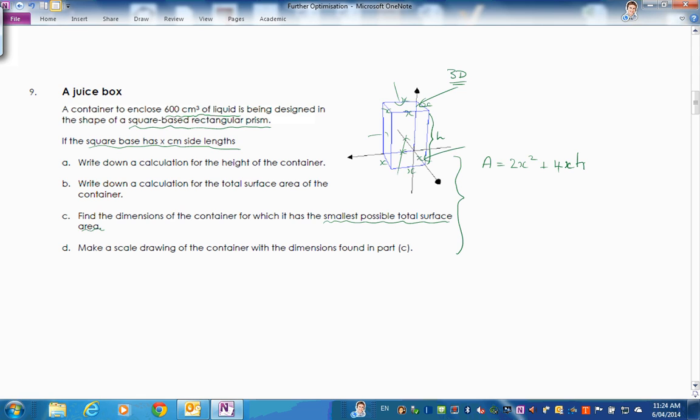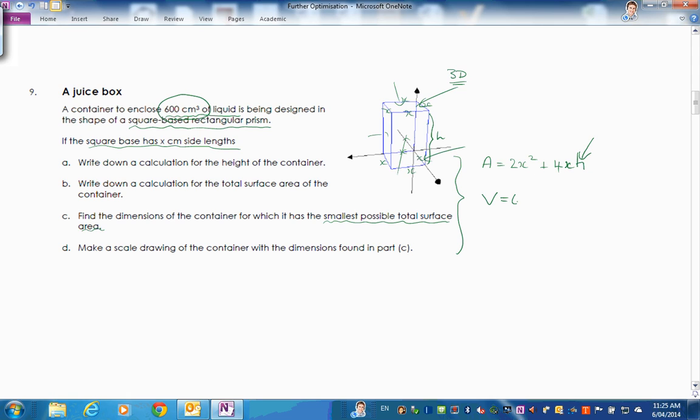Now what's the next hint? It says you've got to try and get rid of all but a single variable. So I want you to look through the given information and try to get rid of h and replace it with an expression in x. Okay, pause the presentation now. Okay, I'm back again. So what's the only piece of information that we haven't used? It's that the volume is 600 centimetres cubed. So let's write that down over here.